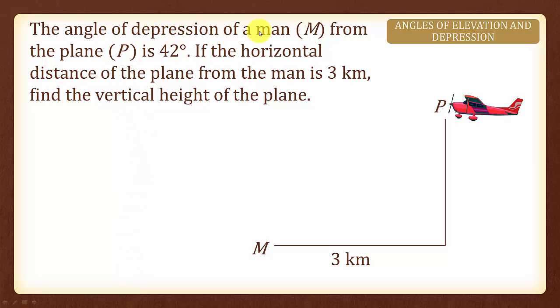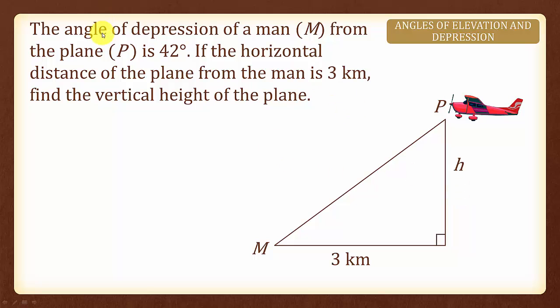The angle of depression of a man at the point M here from the plane P is 42 degrees. If the horizontal distance of the plane from the man is 3 kilometers, find the vertical height of the plane. But first, let's form a triangle here by joining the points PM. And since this is a vertical height and a horizontal line, this will be a right-angled triangle. Now let's call this vertical height here H.